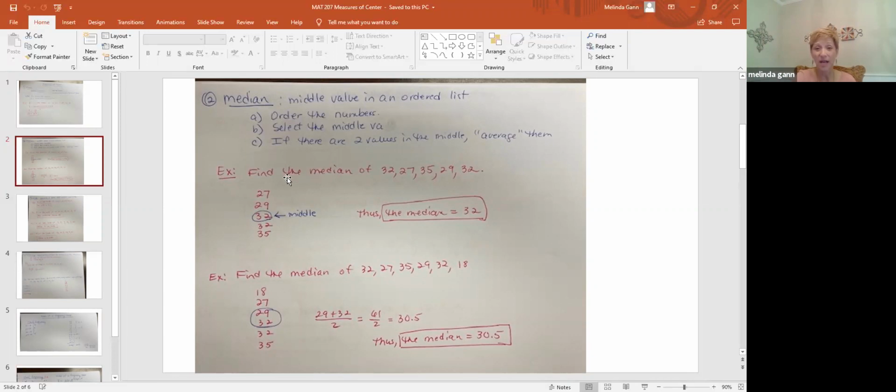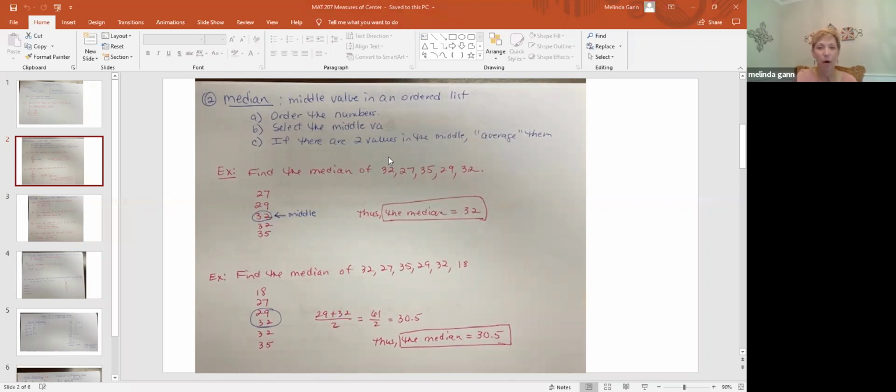Now, if you've got an odd number of pieces like this, it's not a problem. Okay, so there's your numbers, and I put them in order. I just arbitrarily went from small to big, and the middle number was 32, so the median's 32. Now, do you obviously see a potential problem?